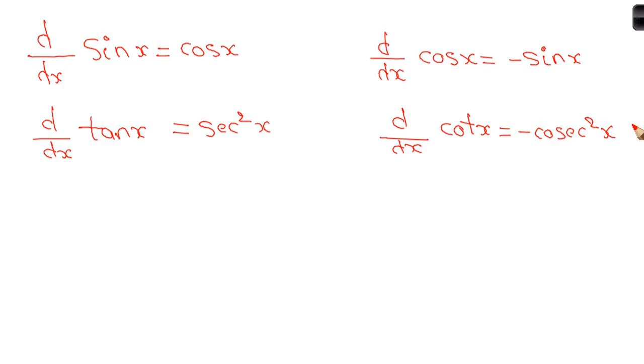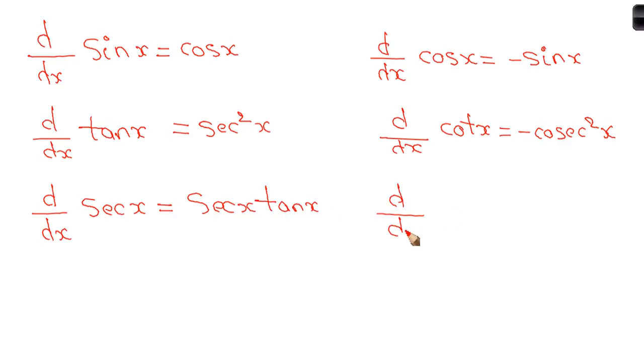So then we have derivative of secant x and derivative of cosecant x. What is the derivative of secant x? Secant x into tan x. And we have derivative of cot x. So if you look at this whiteboard, what can you observe from what I have written?